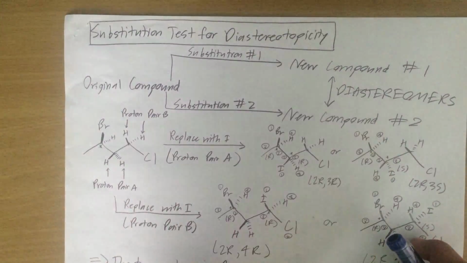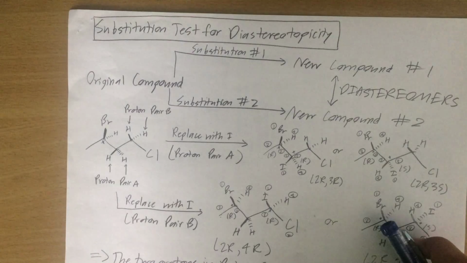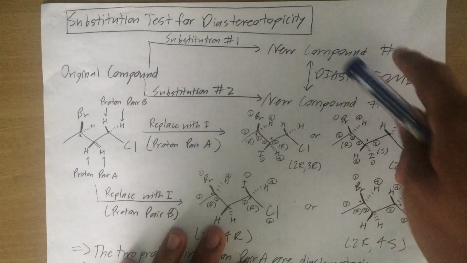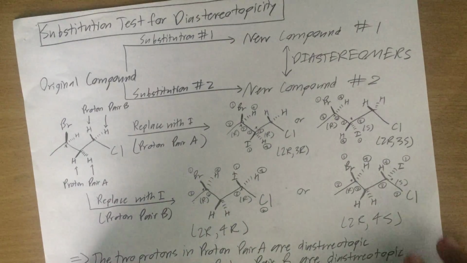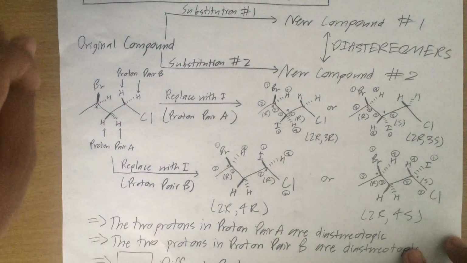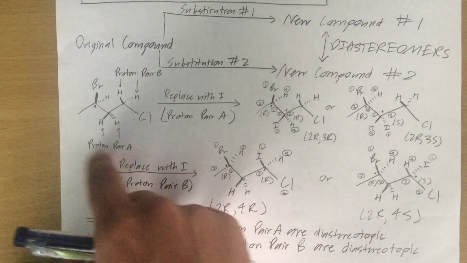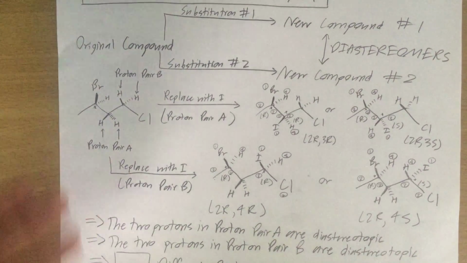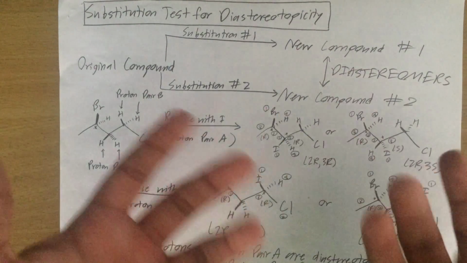And this brings us into the third and final substitution test, the substitution test for diastereotopicity. So you have your original compound, you do one substitution, you do the second substitution, and you have two new compounds, and in this case, they should not be enantiomers, they should be diastereomers. So let's start with this more involved example. We're going to find out if these two protons are diastereotopic, and we're also going to find out if these two protons are diastereotopic. So it's two examples in one, basically.